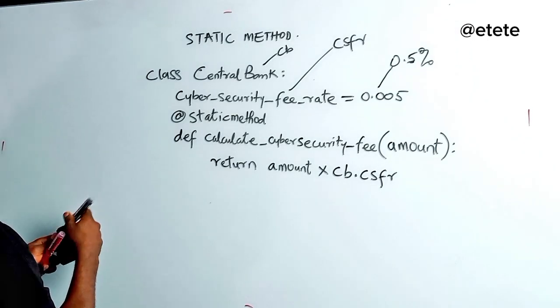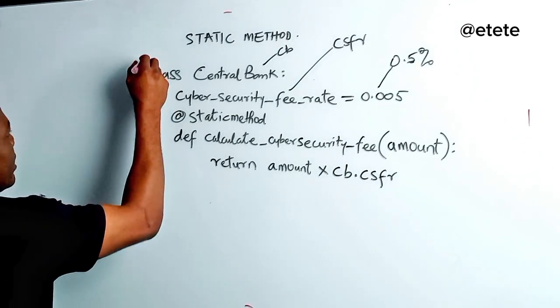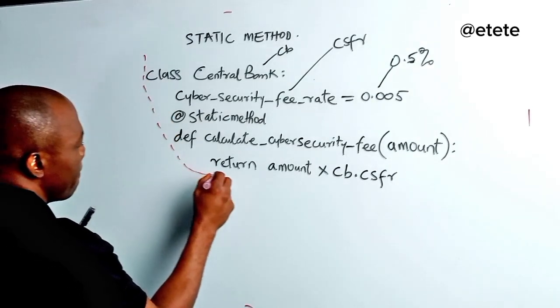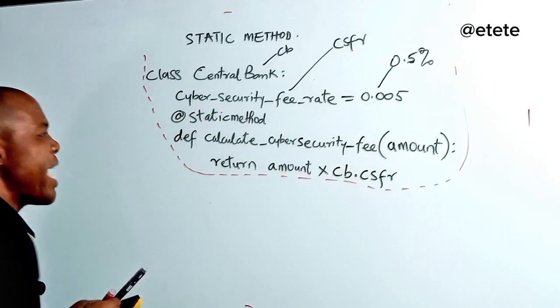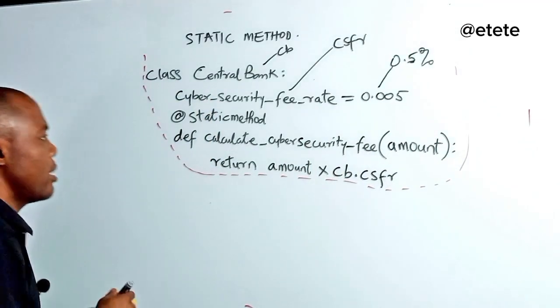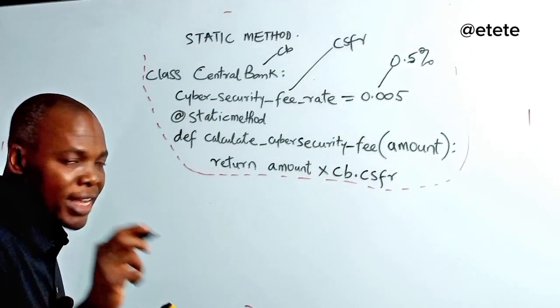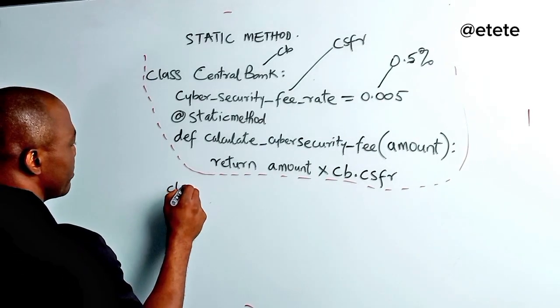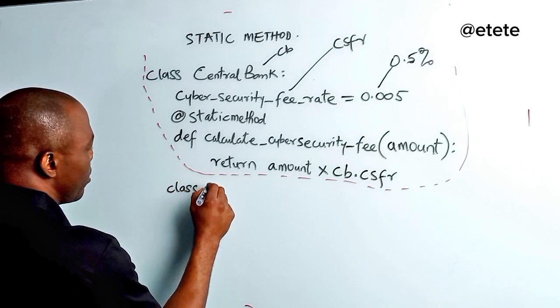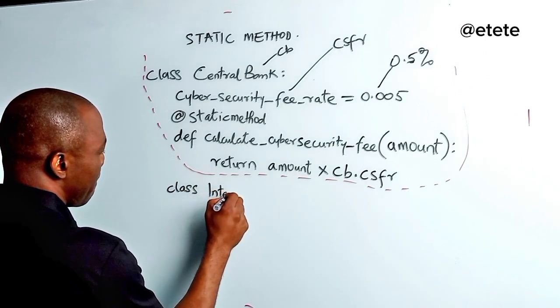Now, this is one class that I've created, right? This is one class that I've created. Now, I am going to create another class, which is what? Interbank transfer. So I will create another class here. I will call it class. Then I'll call it interbank.